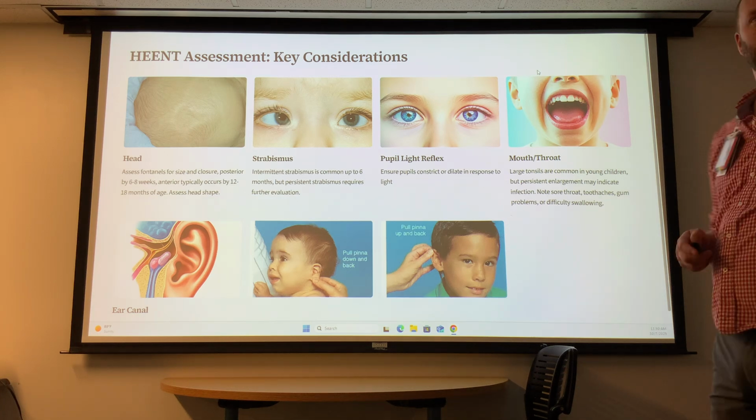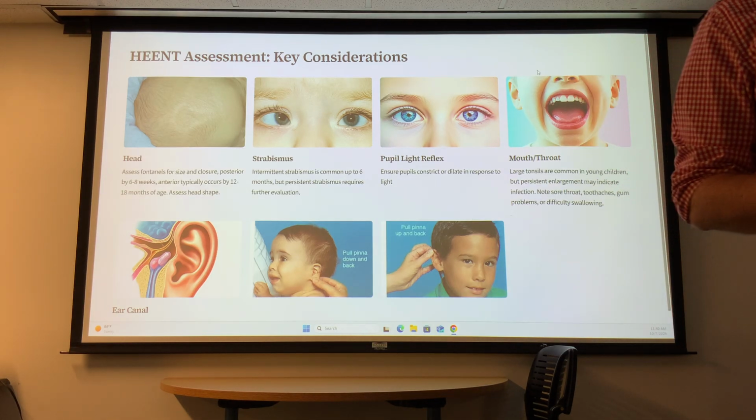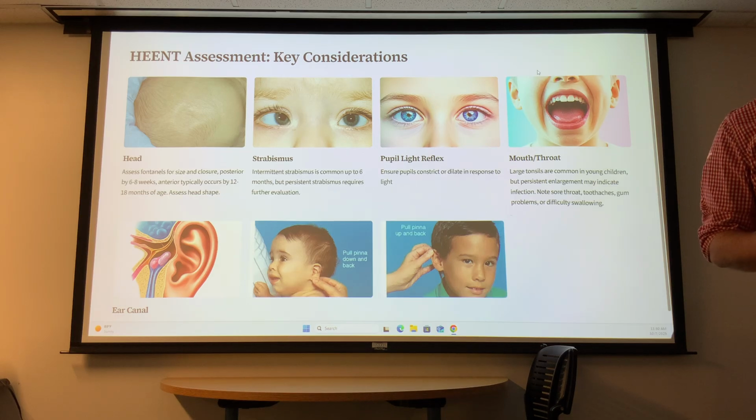Strabismus, okay, what is strabismus? It's a fancy way of saying they're cross-eyed, right? It is normal for an infant to have that intermittently up until 6 months of age. Beyond that, it is abnormal, and then we have to look at some interventions. Okay, and we'll get into that week 4.